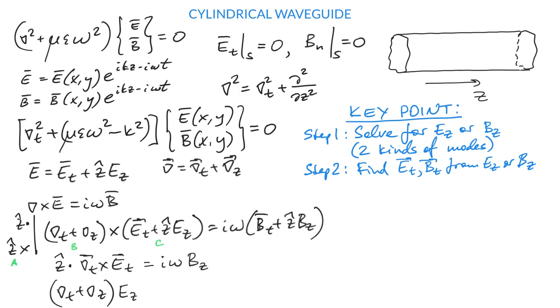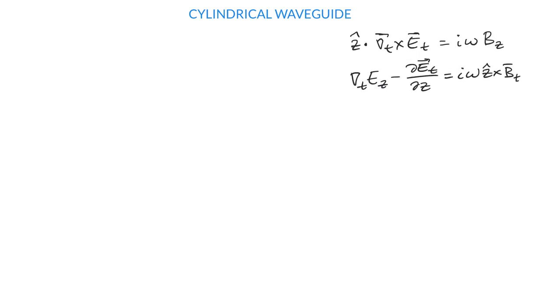And the CAB term gives us minus d by dz of (E_t plus z E_z). The right-hand side gives us i omega, and I have a z cross with the field, so that gives us z crossed with B transverse, and the term with B_z is destroyed. Here we see that the terms with dE_z by dz are identical and cancel out. I've transferred the two equations that we found to this next slide.